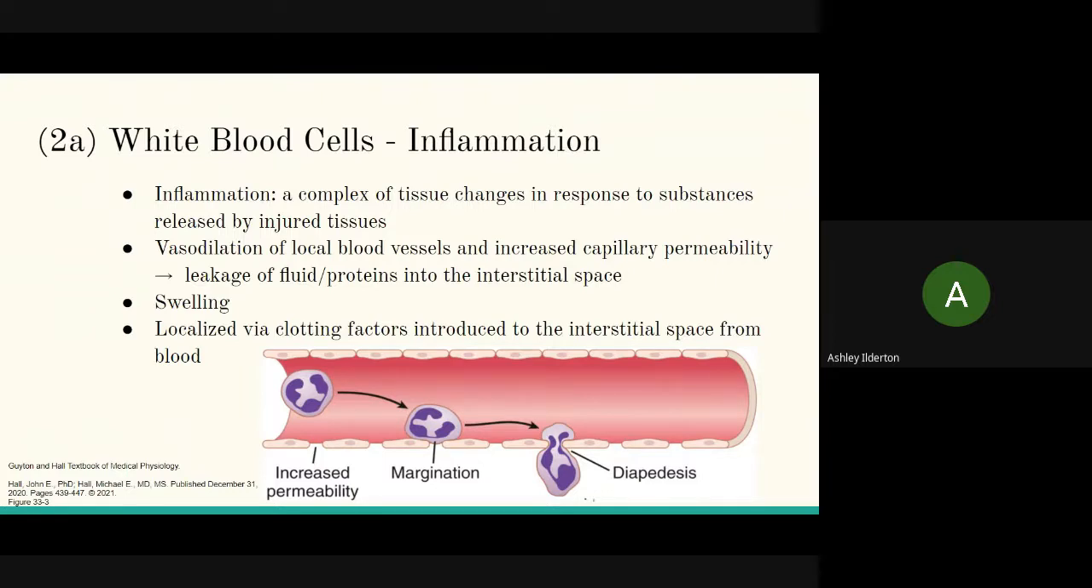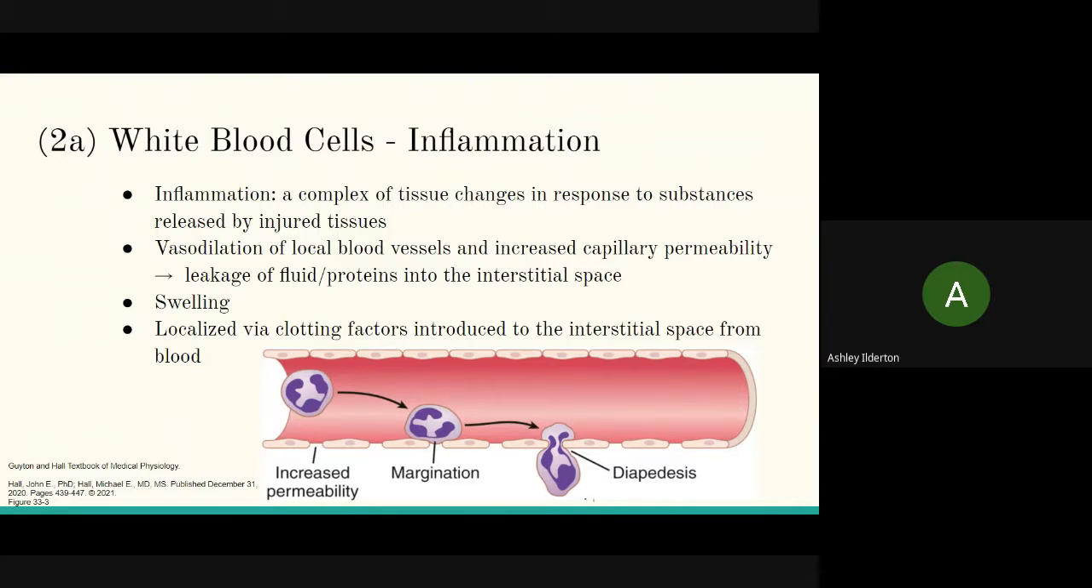So, something that's interesting to note is the reason why, for example, if you get a cut on your finger and it becomes infected, you only get swelling at the site of the infection and not throughout your entire body, is because the inflammation is actually localized via the same clotting factors that allow your blood to coagulate. But those clotting factors get introduced into the interstitial space from the blood.